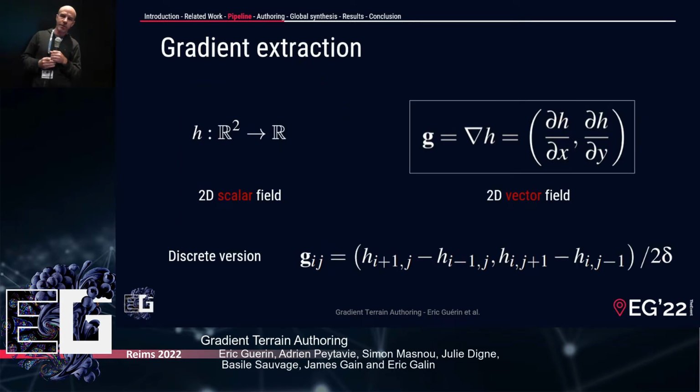Let us review the formalism of our dual elevation gradient framework. Let's start with the easy part, the elevation. We define the terrain as a 2D scalar field H that indicates at each position the altitude. So this is very simple. And the gradient is a 2D vector field G computed from H. Since we operate on a grid, we use, of course, the discrete version of the gradient.